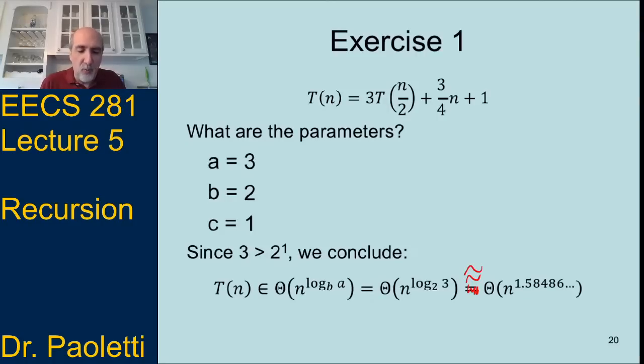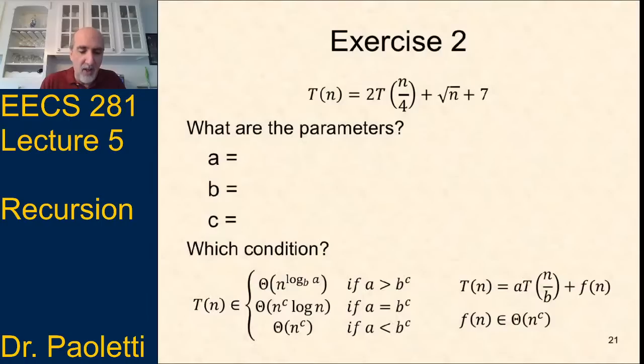Okay, so that was one example. Let's do another one. Here's a new equation. Again, we assume we've got a base case that's constant work. For this one, take a minute, figure out the a, b, and c for this equation, figure out how a relates to b to the c power, what form of the master theorem we have, which are the cases, and what the final form of our equation is. Take a minute to work on this one.